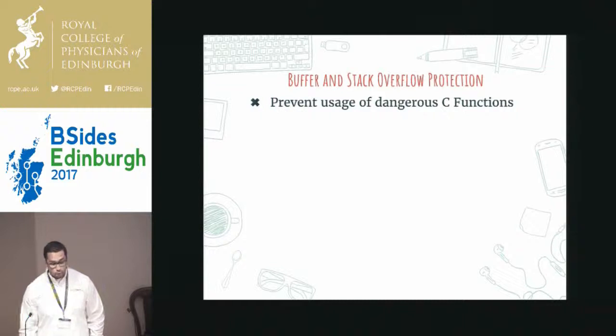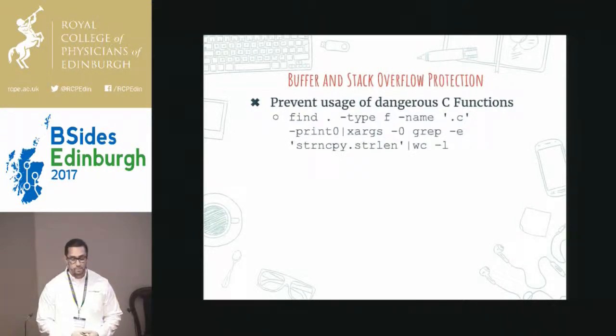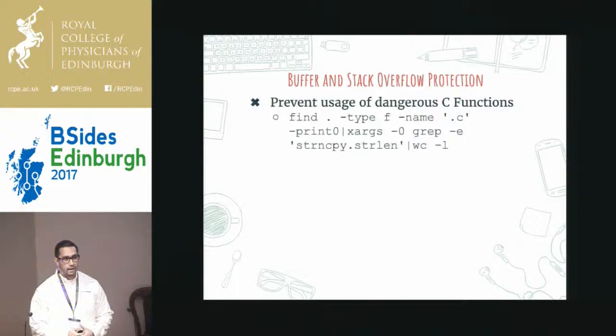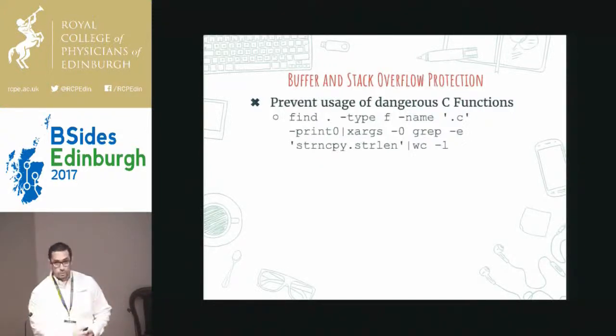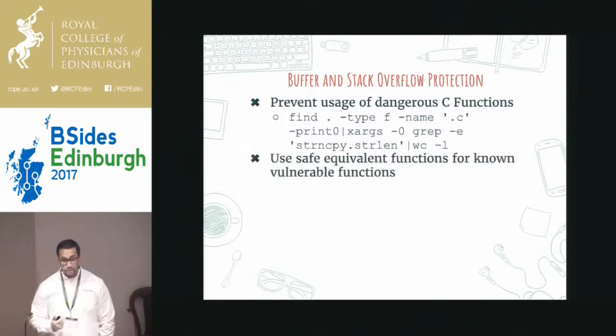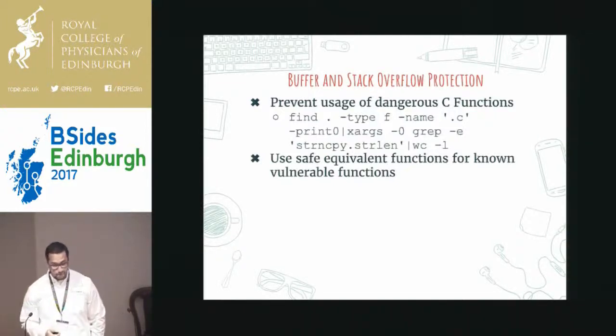So, buffer and stack overflow protection: prevent usage of dangerous C functions. Just an example, if you have the code in front of you, if you're working for a manufacturer, a basic find and grep for some of the vulnerable functions. There's a whole list of them which you can also search for, but it's just an example you can use. You can use safe equivalent functions for known vulnerable functions. There are equivalents to some of these, strcpy, strlen. You can use alternatives. Also check the bounds of the buffer, for example.